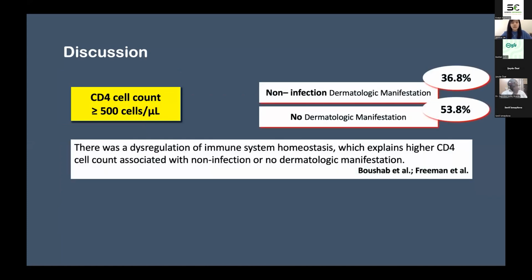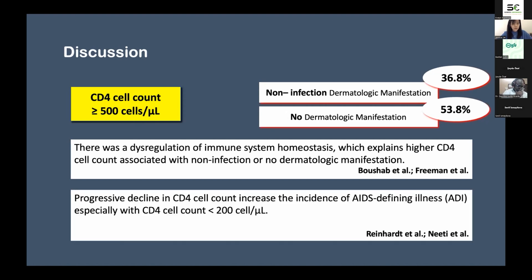Having CD4 cell counts more than 500 cells is associated with non-infection and no dermatologic manifestation. Boshab and Freeman et al. reported that there was a dysregulation of immune system homeostasis, which explained higher CD4 cell count associated with non-infection or no dermatologic manifestation. Reinhardt and Neti et al. also reported that a progressive decline in CD4 cell count increased the incidence of AIDS-defining illness, especially with CD4 cell count less than 200 cells.